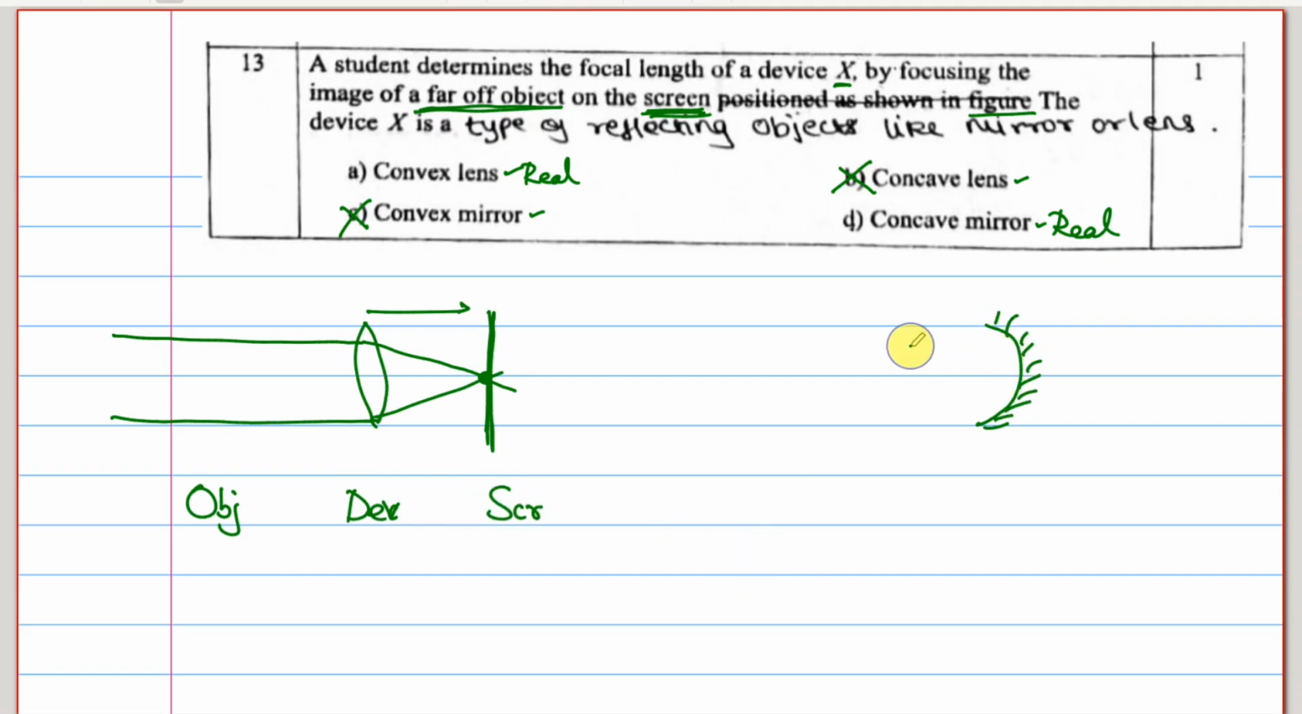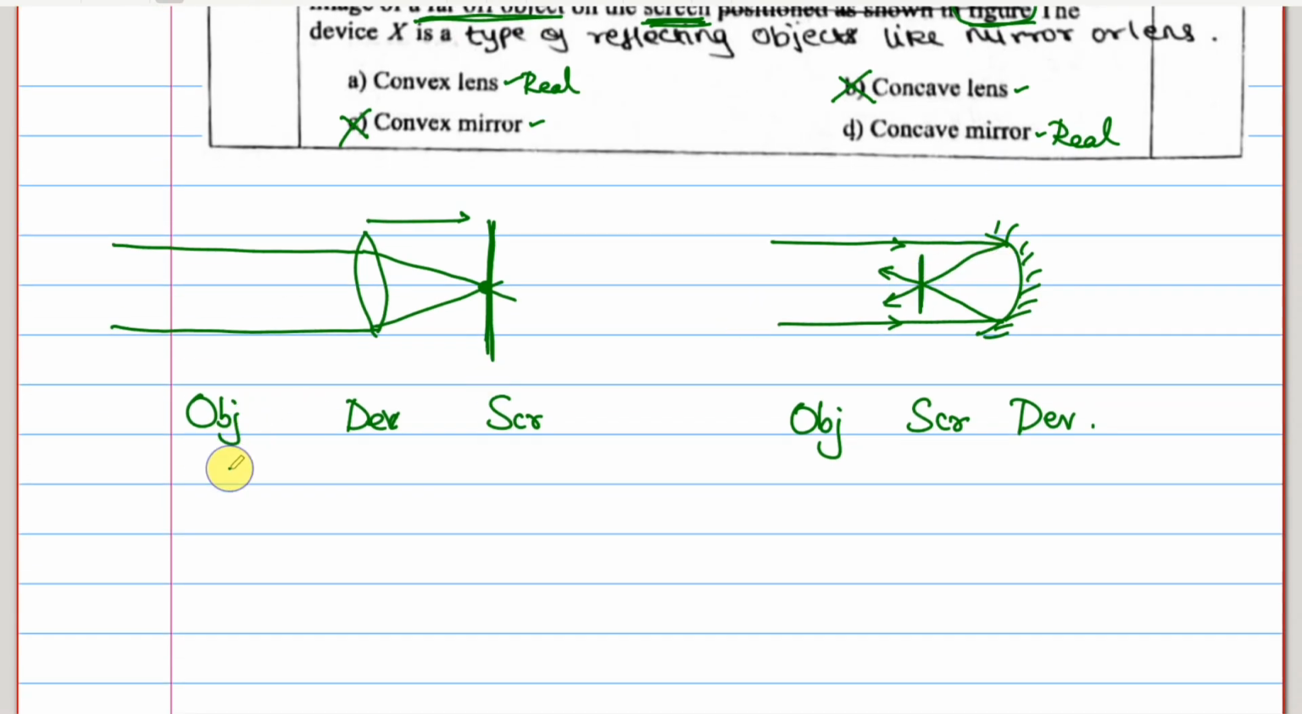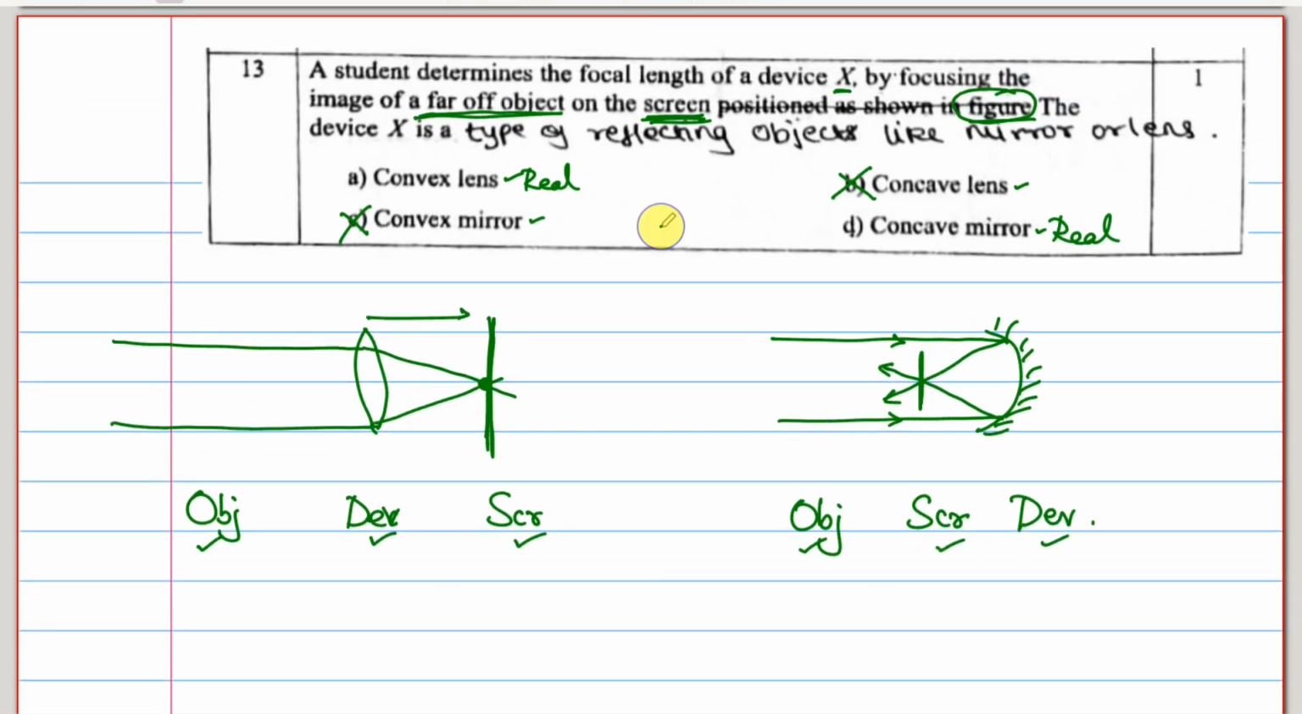But in the case of a concave mirror, we'll have parallel rays from the object at infinity getting reflected and passing through the focal point, right? So the screen will have to be placed at this point. So in the order of placement, we will have the object first, then the screen, and then the device. So the figure which should have been given to us would have either object, device, then screen in this order, or object, screen, and device. Based on the figure, we would have answered this question.